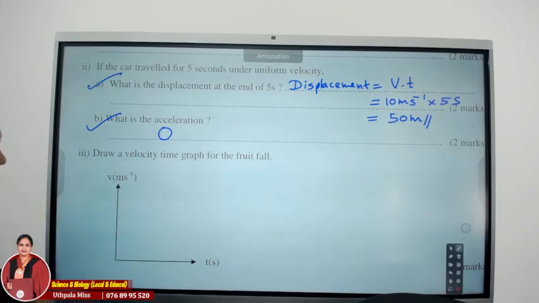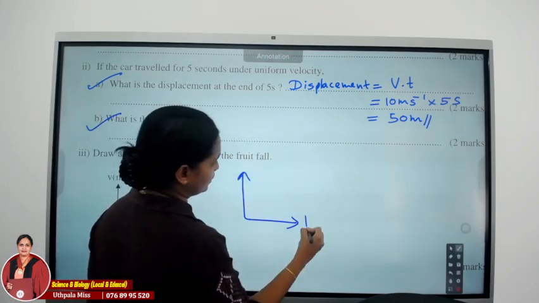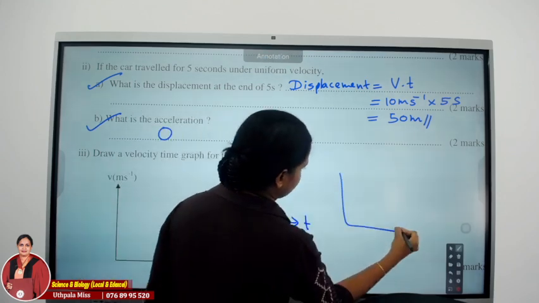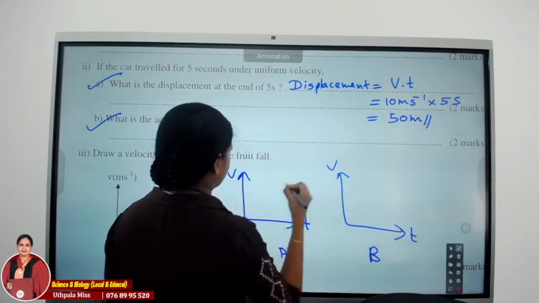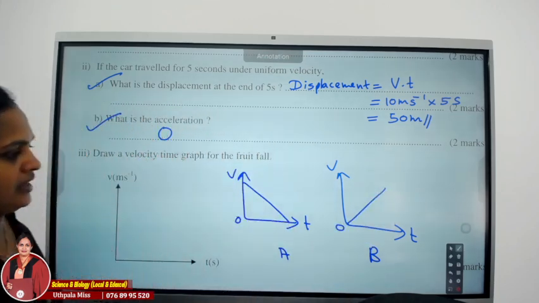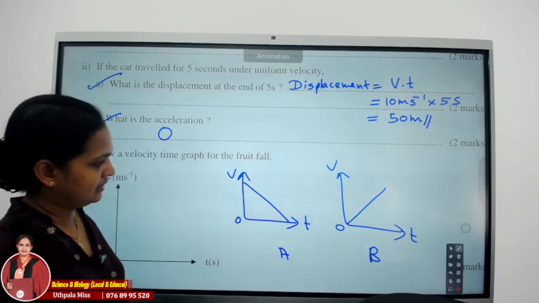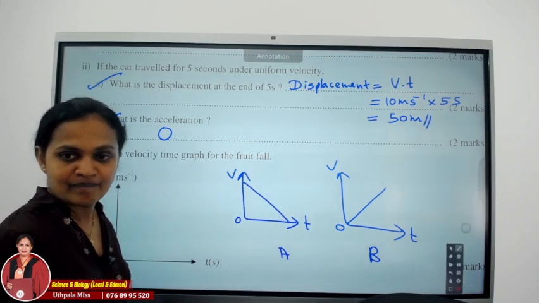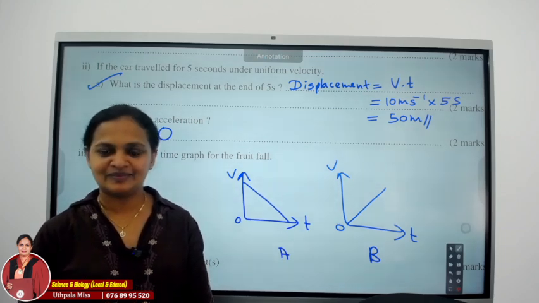Draw a velocity time graph for the falling of a fruit. So what is the correct graph? If I draw it like this, this is A and this is B. Which one is correct? A or B? Hands up those who are saying B.